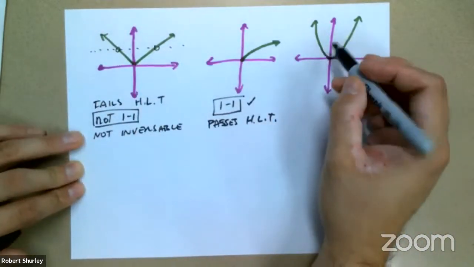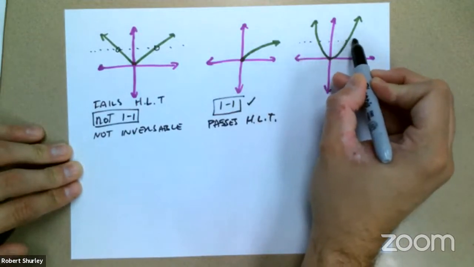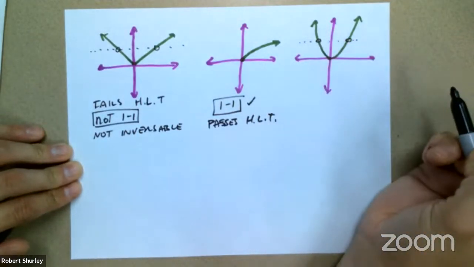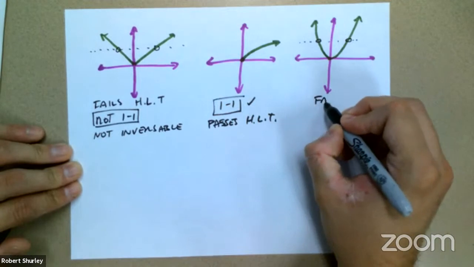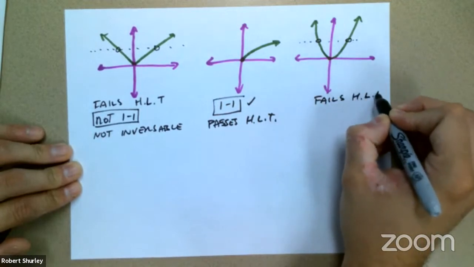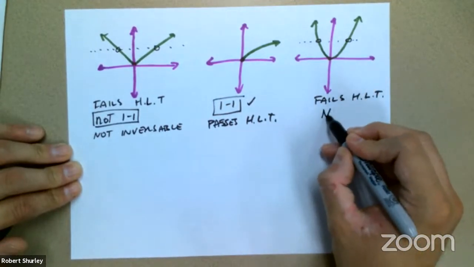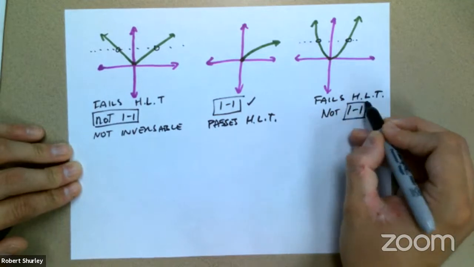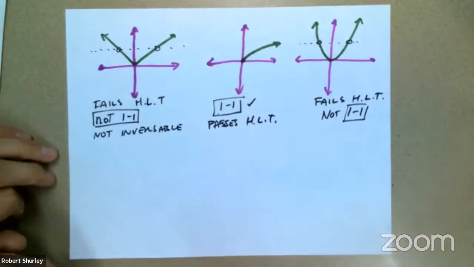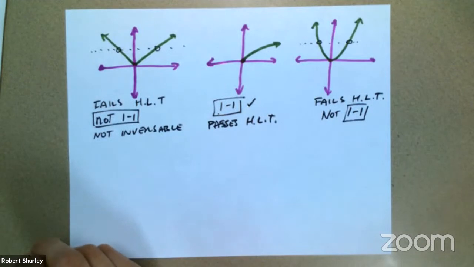It's going to fail as well, right? If I drew a horizontal line here, it's going to cross more than once. So therefore, it fails the horizontal line test. It passes the vertical. So it's not one-to-one. Oh, yeah, that's just a fancy, shortcut way to say one-to-one, 1-1.